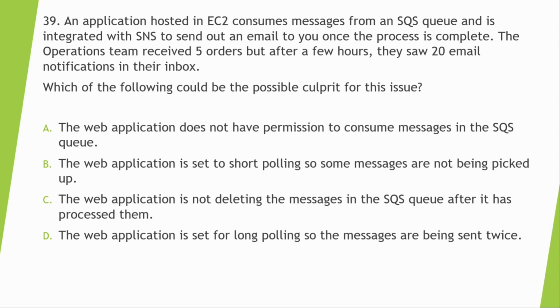So what they are saying is they are using an SQS queue integrated with SNS, which consumes messages on EC2. It will send you an email only once the process is completed. Now, after receiving 5 orders, they should get 5 emails, but they are getting 20 emails. So what does this mean? Why is it happening and who is responsible for this?